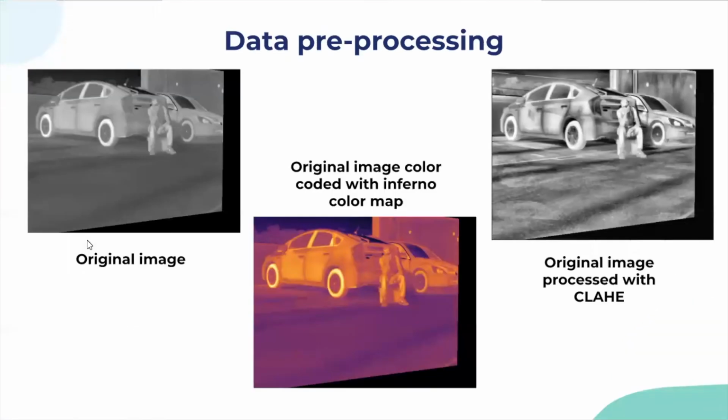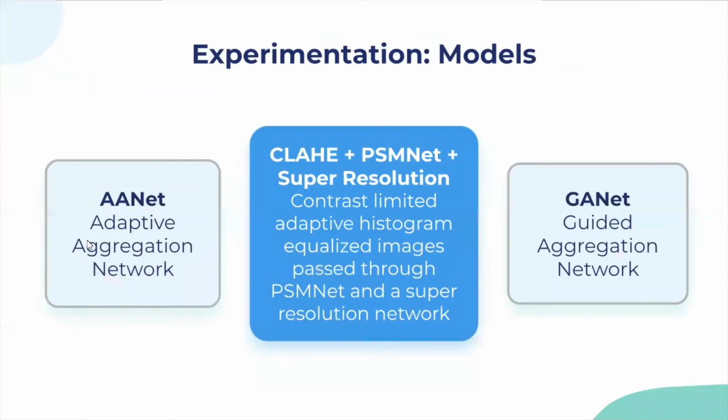For the data pre-processing part, we tried a lot of techniques, and the ones that worked better than all the others were the Inferno color map and CLAHE, which stands for Contrast Limited Adaptive Histogram Equalization. Next, for experimentation, we mainly tried out three state-of-the-art models as our baseline architectures: the ANet, the GwcNet, and PSMNet. However, as these models are defined and constructed for RGB data, they did not extend well to our IR dataset. Hence, we modified the existing PSMNet, added CLAHE preprocessing, and used a super-resolution network for post-processing, which fit well with our problem statement. Let's take a look at this specific model in brief.